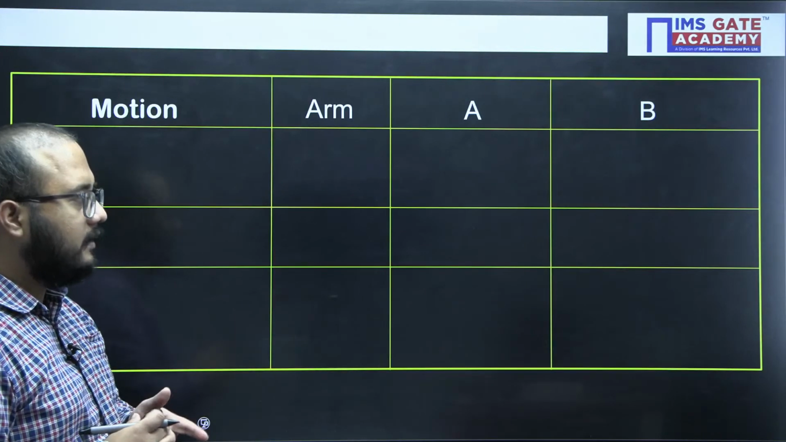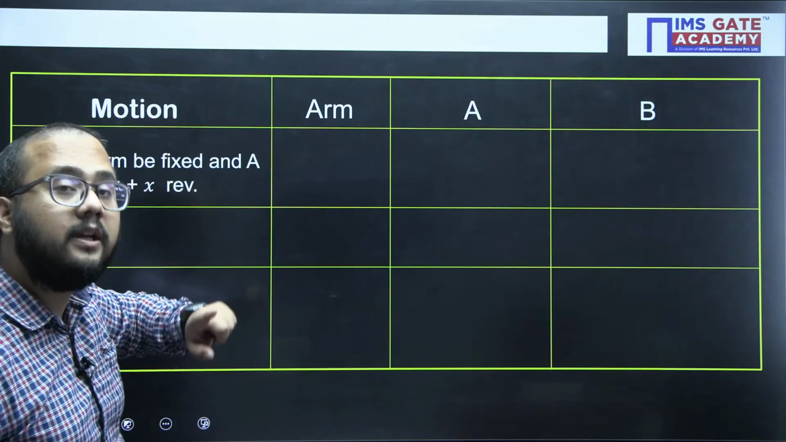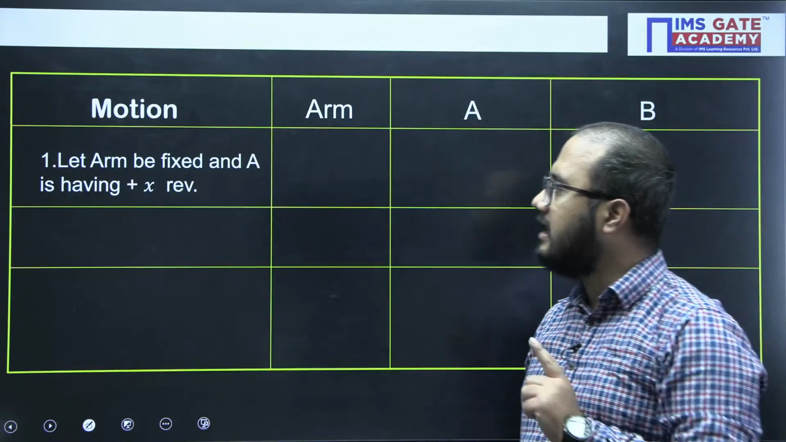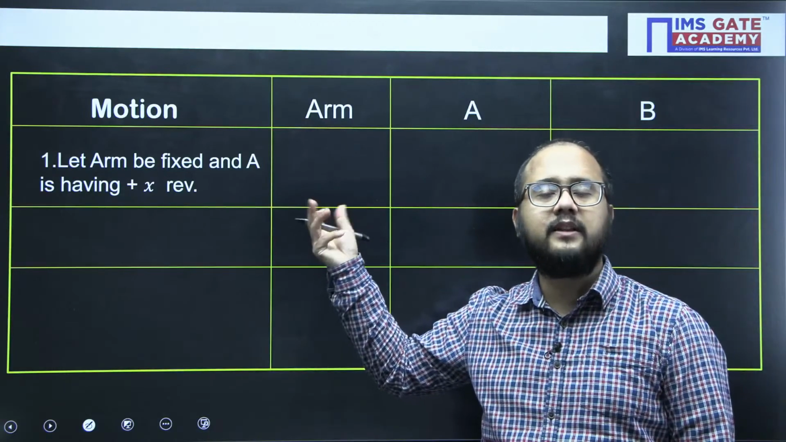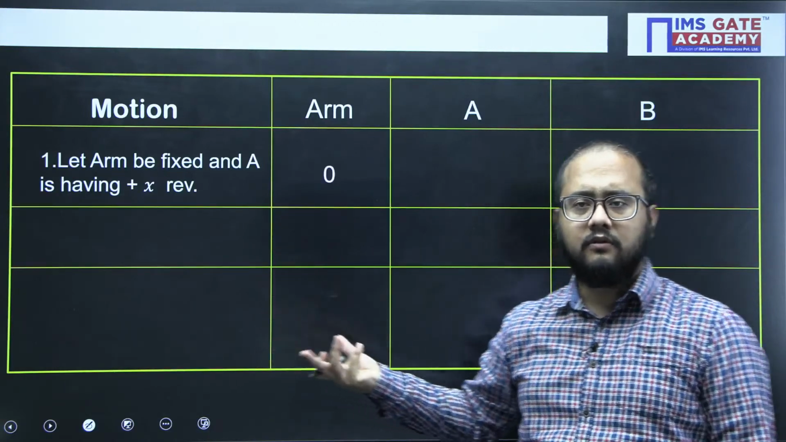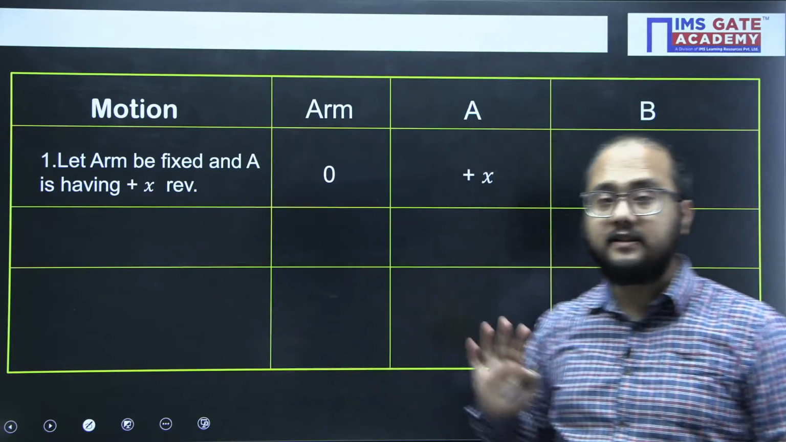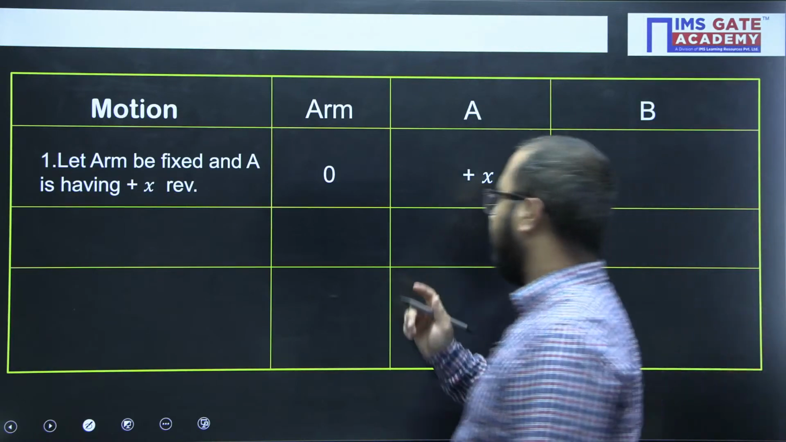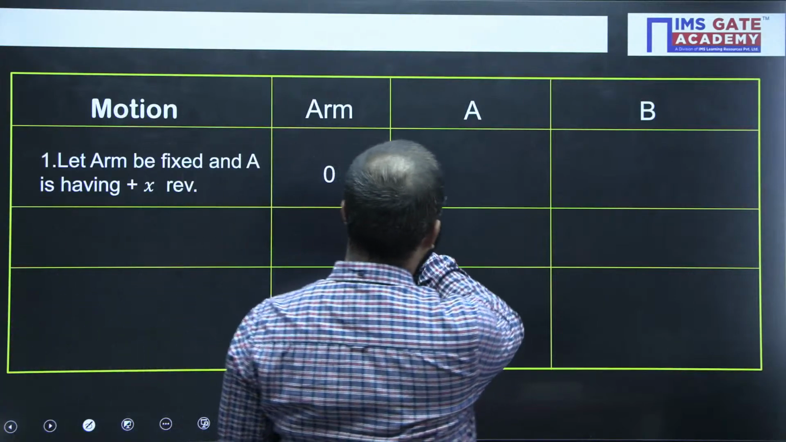Now, we have created this table. So first column, that is motion. But we are assuming arm is fixed, and gear A is having a plus X revolution. So when arm is fixed, what will be the speed of rotation of arm? 0, right? For gear A, plus X we have assumed. Okay, fine, plus X. But what about for B? Now, please understand here, gear A and B are in meshing. So arm 0, A plus X.